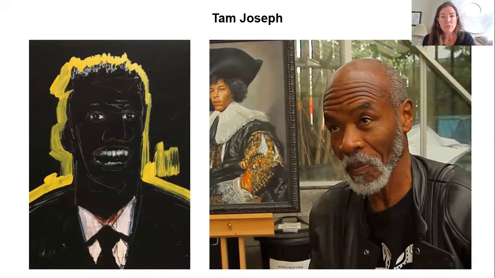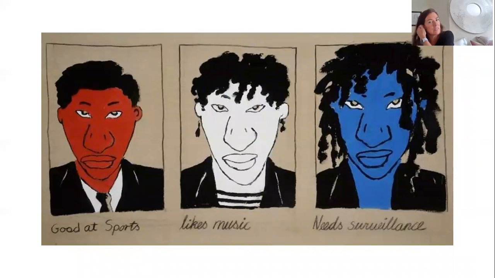Then we've got Tam Joseph. Here he is. I think he must be well into his 70s by now. There he is with one of his works, quite Jean-Michel Basquiat type work there, on a black background, sort of scratched into the paint. And this is another of his works. I was quite interested in this, one of his most famous ones, that he did when he was much younger. Good at sports, likes music, needs surveillance. Quite a provocative, maybe, what he was feeling as a black teenager growing up in Britain.